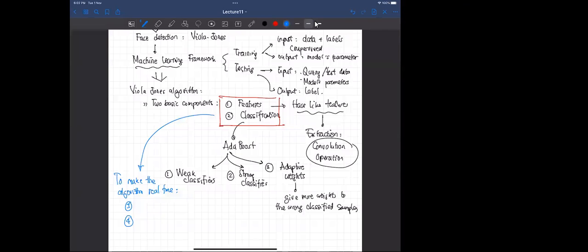Anyone? Integral image, and the last one is called cascading. Yes. Okay, so these are the four concepts you need to know.